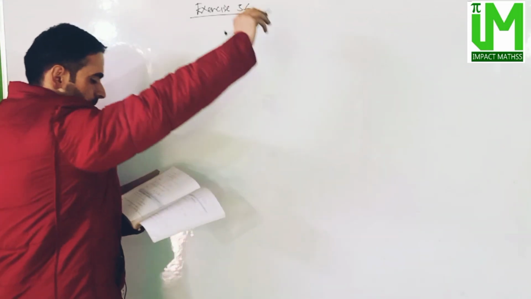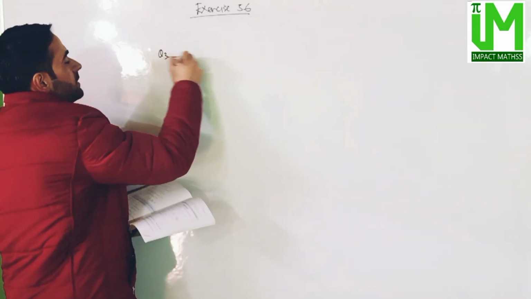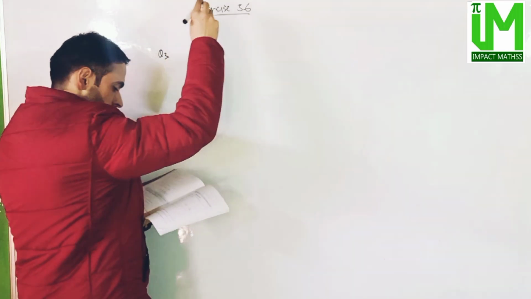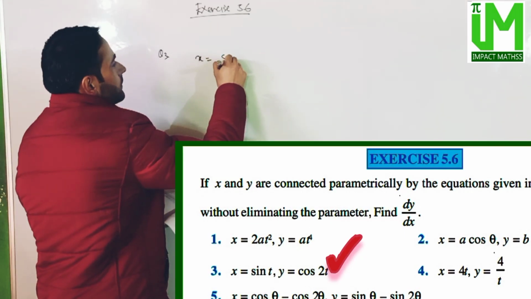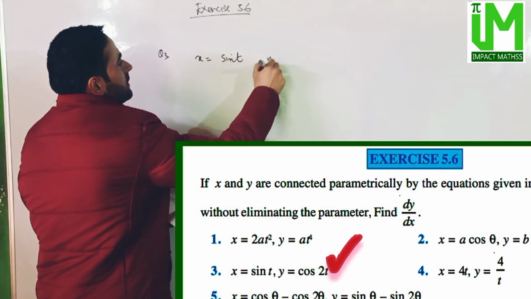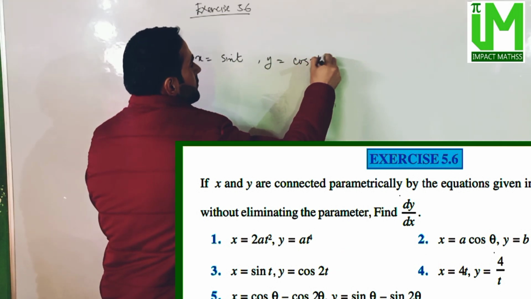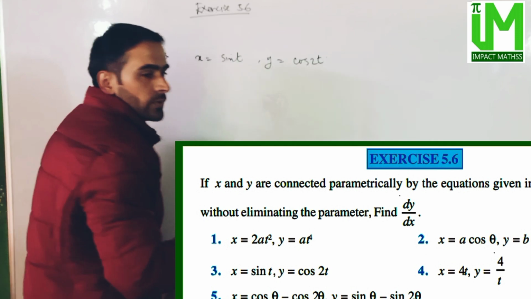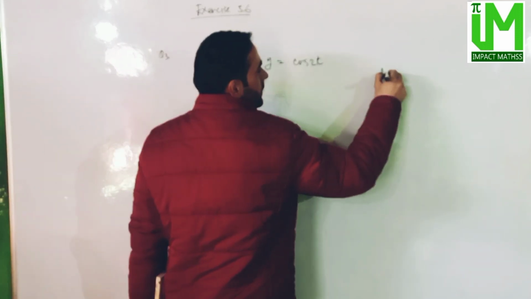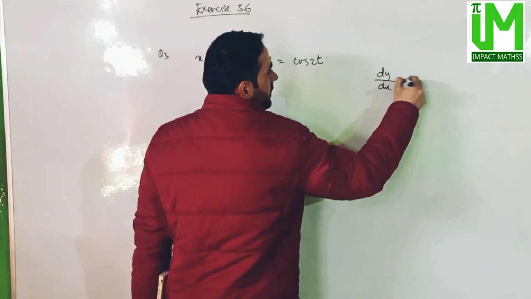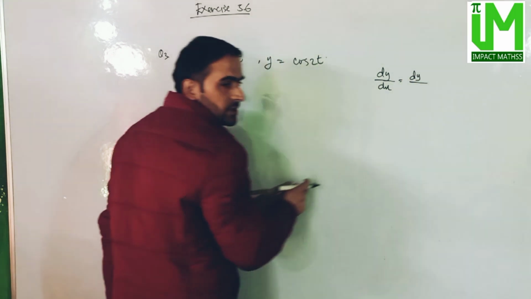Look at question number 3. Question number 3 is x is equal to sin t and y is equal to cos of 2t. Again we have to find dy by dx. What is dy by dx? It is dy divided by dt into dt divided by dx.